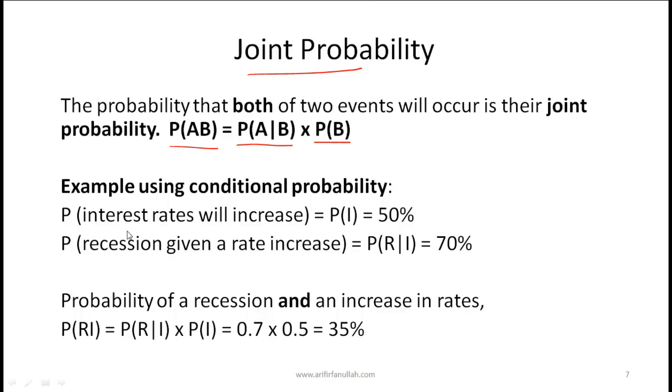If you know that the probability that interest rates will increase, written as P(I), is 50%, and if you know that the probability of recession given a rate increase, written like this, is equal to 70%, then using the joint probability rule, the probability that we have a recession and an interest rate increase is equal to the probability of a recession given an interest rate increase times the probability of an interest rate increase, which is 0.5 multiplied by 0.7, which is 35%.